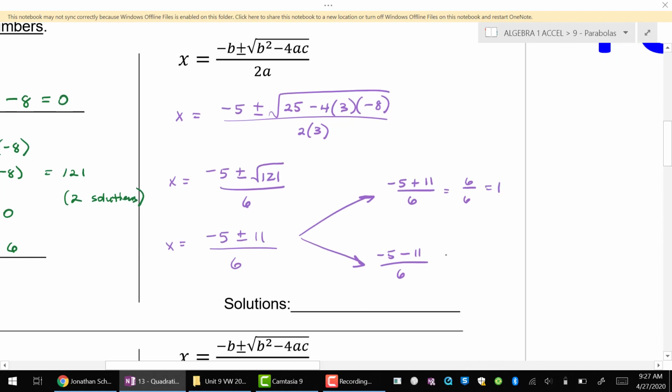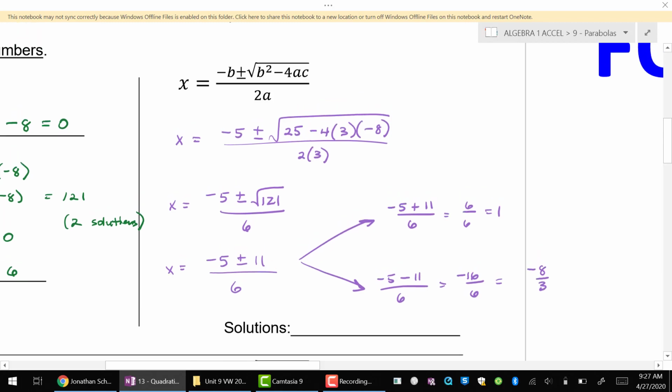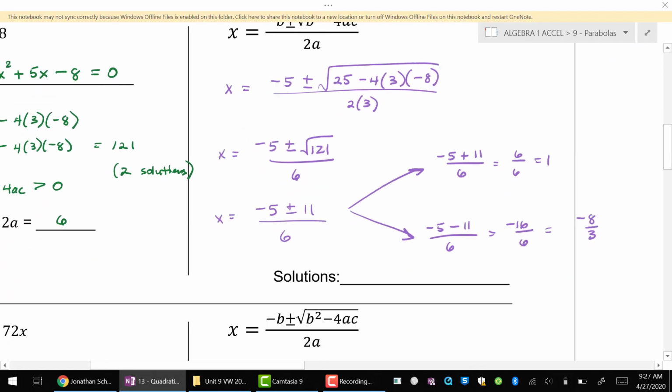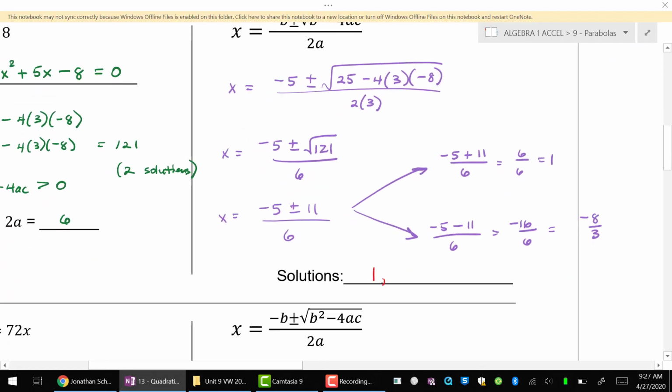Down below, I have -16 over 6, and that will reduce to -8/3. So those are my 2 solutions, and I'll write them down in the blank right here. Solutions are going to be 1 and -8/3.